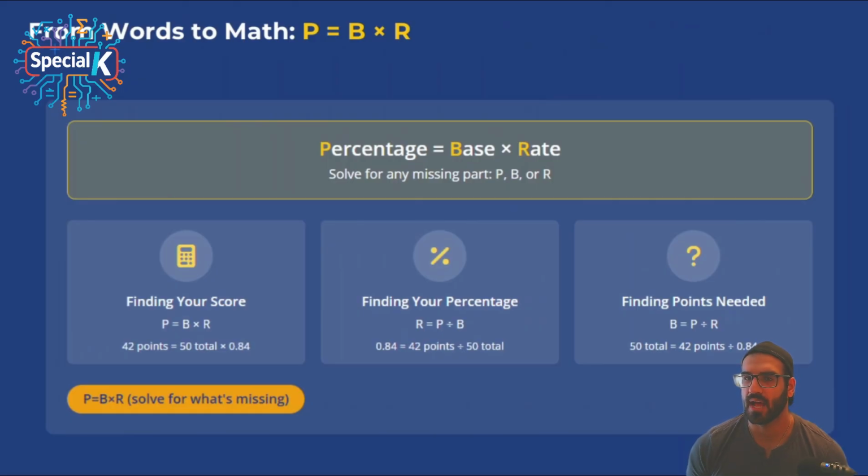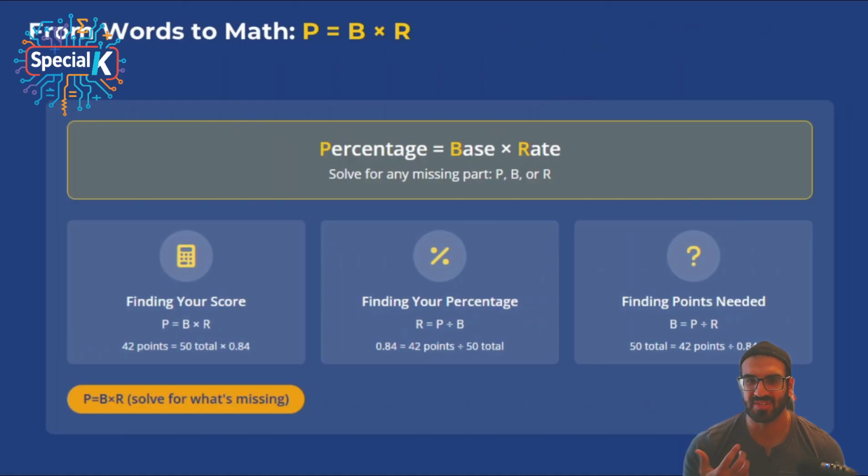So maybe right now you should ask yourself, what is that? Let's go back to the question that we have. In that specific question, you had 42 points out of 50, and your final number was what? Was 84. So let's try to implement it in this specific equation. P is your part, which you have as 42 points. Base means how many points there were in total? 50. And R was the rate, or the number that you got by answering 42 points out of 50.